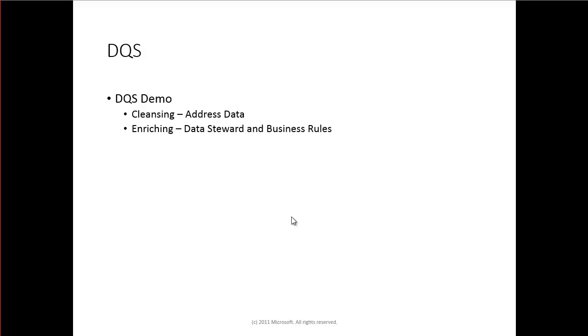So I'm going to show 2 examples in DQS, one of cleansing and then one of enriching. For the first one, my cleansing, I'm going to use address data, which is some of the most difficult data to work with in terms of MDM. It has the most complex rules around it. I'm going to show how you can use outside data providers, specifically Melissa Data, to cleanse your data that way. And then I'm going to demonstrate business rules and the data steward's responsibility in creating and maintaining business rules so that the data can become more consistent over time.